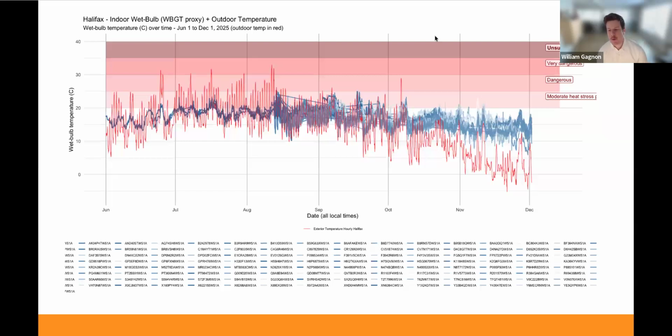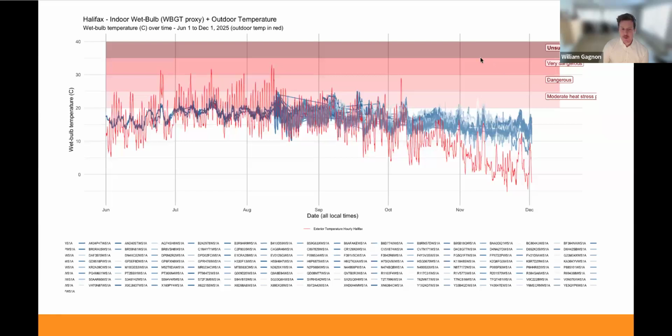So I'm using the equation by Stull to estimate the wet bulb temperature based on the temperature and the humidity. Again, here, the red line is the exterior temperature at Halifax International Airport. And the blue lines from white to blue, as you can see, there's a bunch at the bottom here. They are all data loggers in different, I was going to say hotel, I mean hospital rooms.